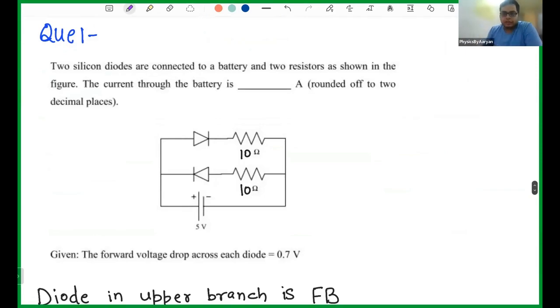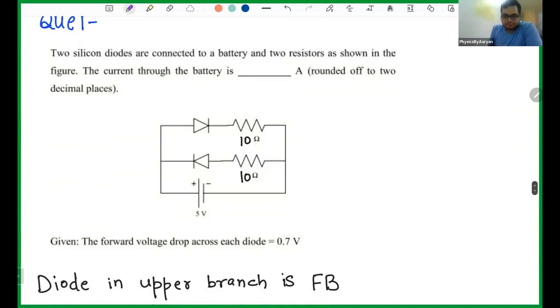So shall we start? I have 5-6 problems and we can finish it up. I think we are exceeding the time, but anyway, we can do it. So we have 2 silicon diodes, and this is one of the PYQs, and they are connected to a battery, and 2 resistors are shown in the figure. So you can see one diode with a resistor, another diode with a resistor, and you are applying the battery. Can you tell which diode is forward and which is reverse?